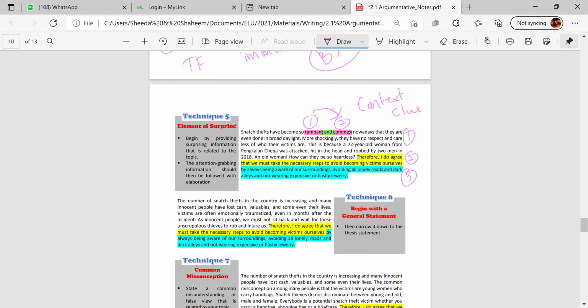This is because a 72-year-old woman from Kuala Lumpur was attacked. Yes, it really did happen. You can Google it later if you are wondering, in 2018.